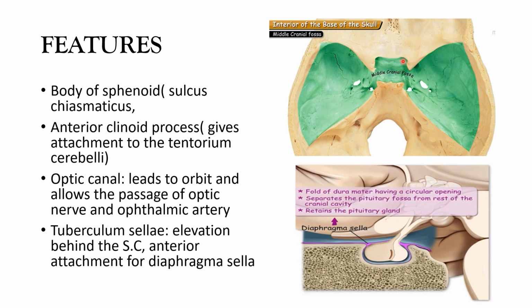Now the next feature we'll look at is the tuberculum sella. The tuberculum sella, where can it be found? It is just behind the sulcus chiasmaticus. It's just an elevation, okay, which is found behind the sulcus chiasmaticus, and it gives attachment to a fold of dura called the diaphragma sella.